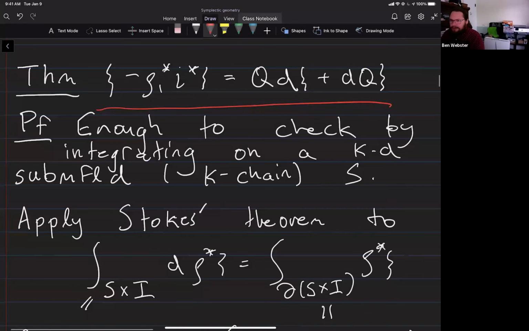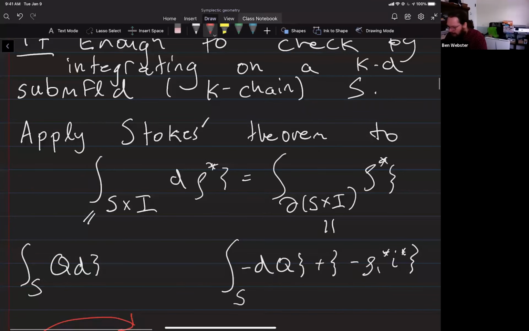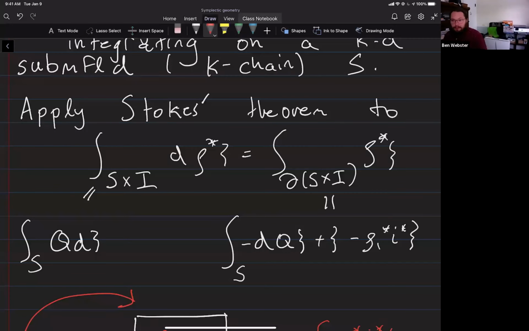And yeah, in the interest of time, I'm not going to get deep into this. We're already 25 minutes through class. But it's such a beautiful idea, I don't want to completely skip it. It's enough to check that these two forms give you the same answer when you integrate over a K cycle, or you could say a K submanifold or K chain. And you apply Stokes' theorem to that submanifold times the identity.